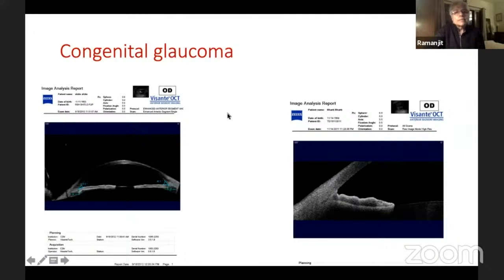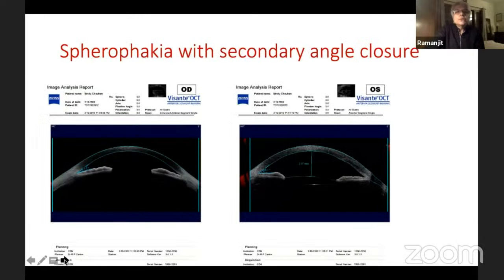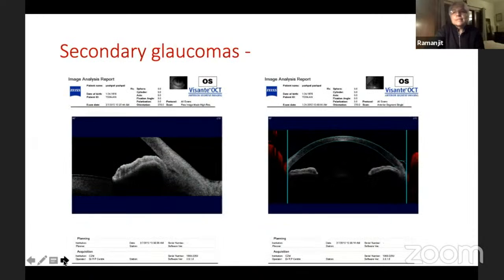In other glaucomas, in congenital glaucoma, you're likely to see a thin iris. You're likely to see abnormal tissue, and you can see the abnormal tissue here in the angle, as was shown on the gonioscopy. You can see patients who have spherophakia, and you can see that there is a secondary angle closure in such eyes. You can see that there are patients in whom there is a synechia, which is formed either to the intraocular lens or to the lens itself. And this leads to a secondary bowing of the iris and angle closure.